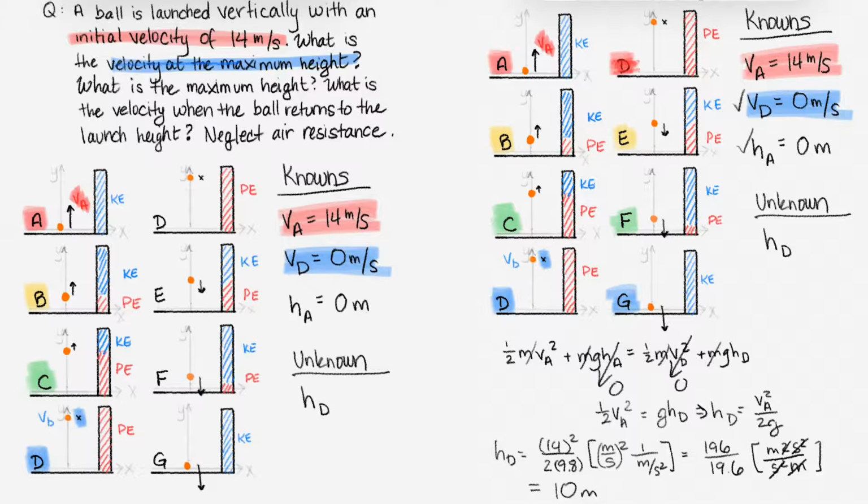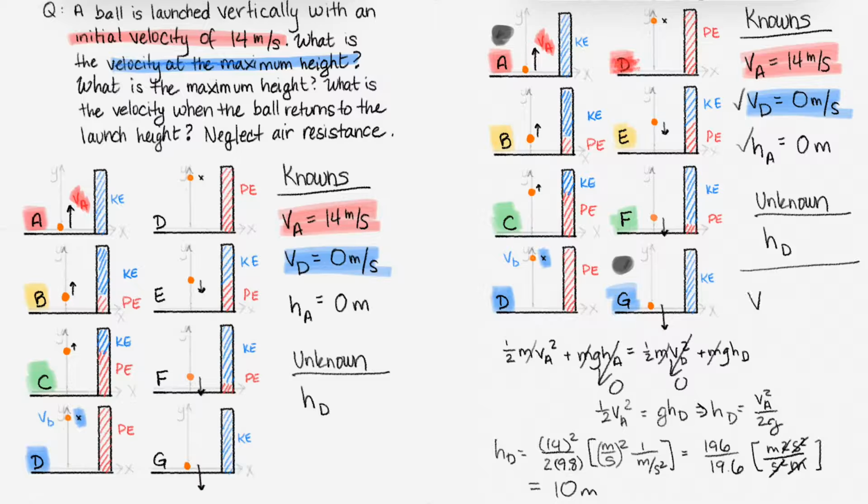Well, we've solved this problem already. We know that the velocity right before it hits the ground of a ball that starts at 10 meters high is 14 meters per second. But we also know this by looking at the energy conservation equation that goes between state A and state G. Remember, you can go between any two states. And all of the kinetic energy is transferred to kinetic energy from state A to state G. So we know that the velocity in state G equals 14 meters per second.